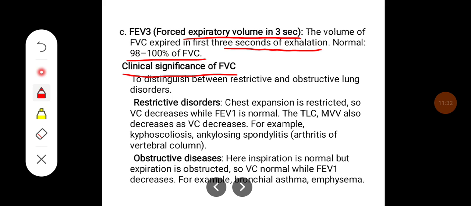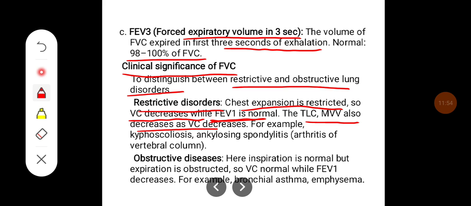Some of the clinical significance of forced vital capacity: it is used to distinguish between restrictive and obstructive lung disorders. In restrictive lung disorders, where chest expansion is restricted, the vital capacity decreases while FEV1 is normal. The TLC and maximal voluntary ventilation also decrease as vital capacity decreases. For example, kyphoscoliosis and ankylosing spondylitis, that is the arthritis of the vertebral column.